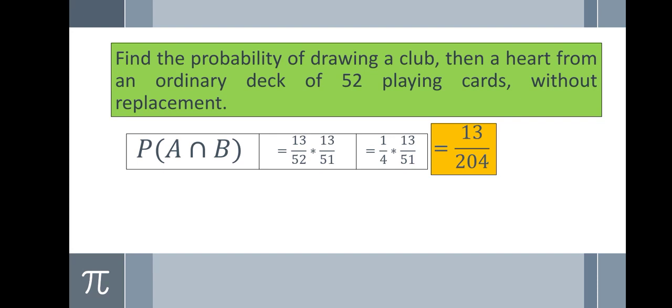This is the probability of the first event intersects the second event.